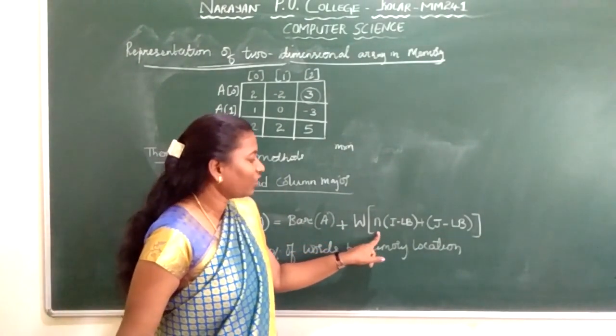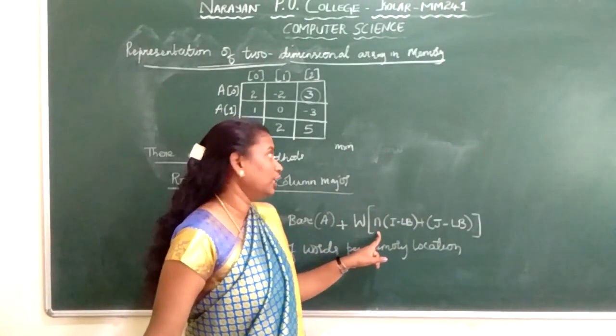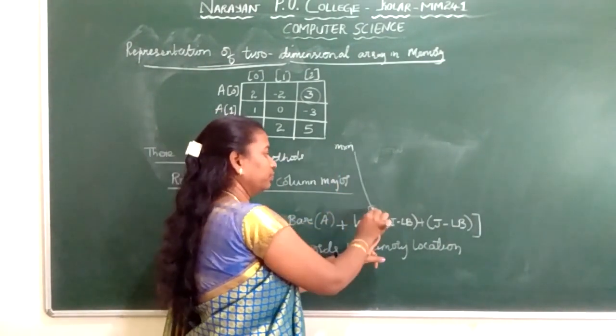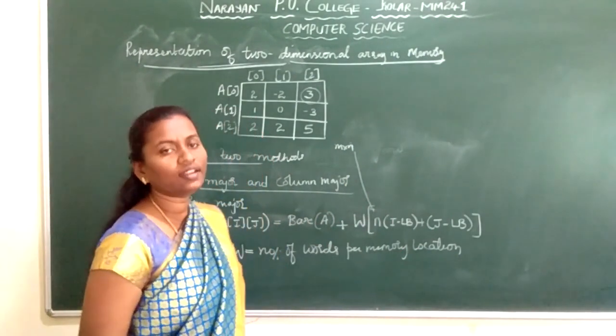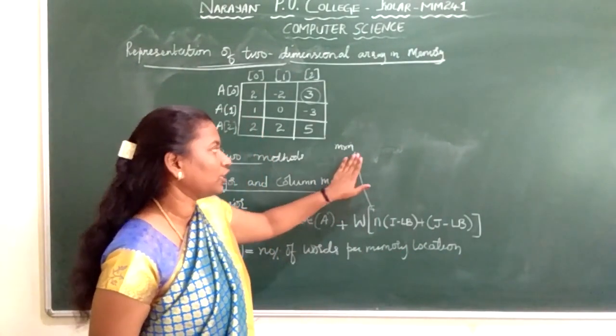Now, if I want to mention the row major, I need to mention n here. For column major, I need to mention m here. That is the only difference between the formula in the row major and the column major.